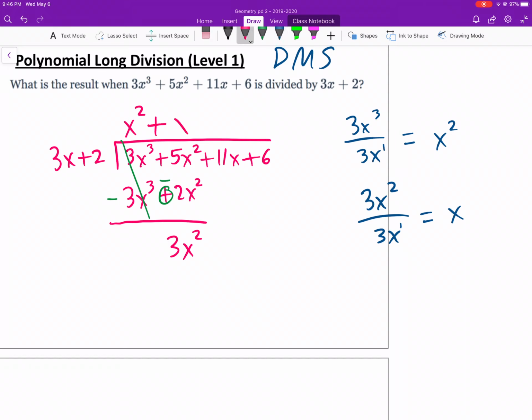So we have plus x. Now we need to multiply x by everything. x times 3x is 3x squared. x times 2 is 2x. Now subtract, change your signs. So this is negative and this is negative. Don't forget, now we have to bring down this 11x. These cancel, and what we're left with is 11x minus 2x, which is 9x.